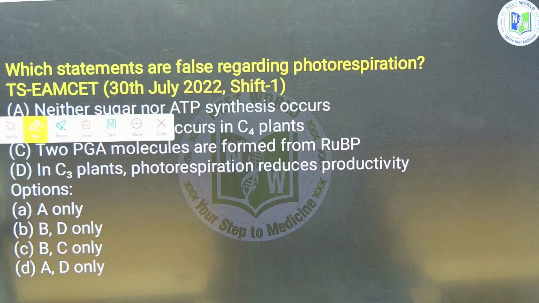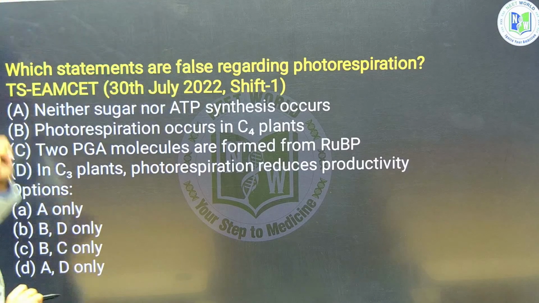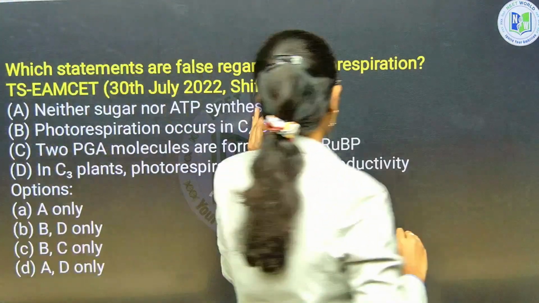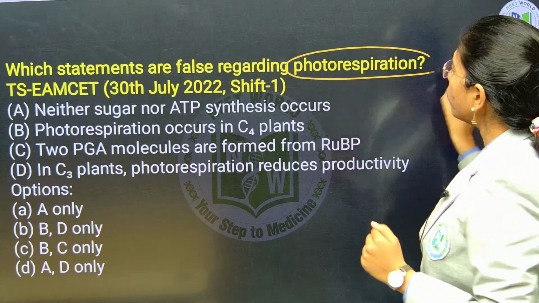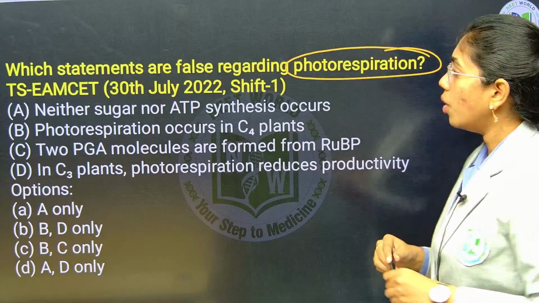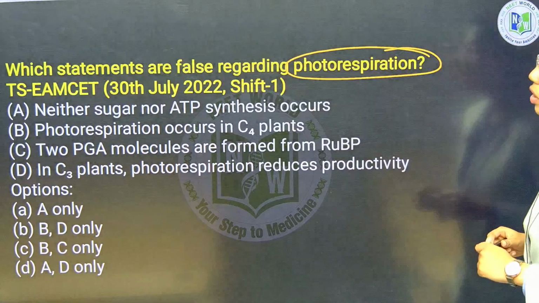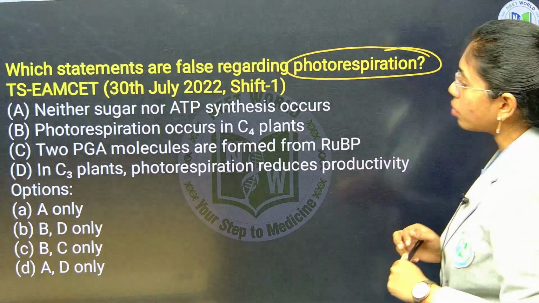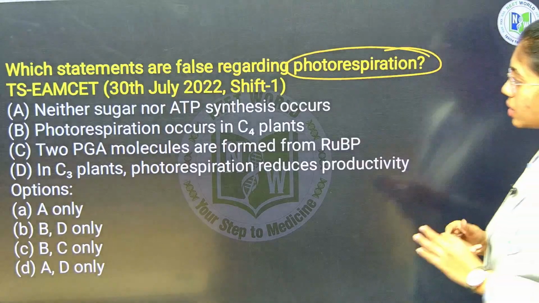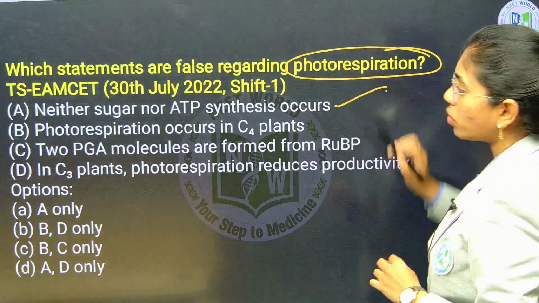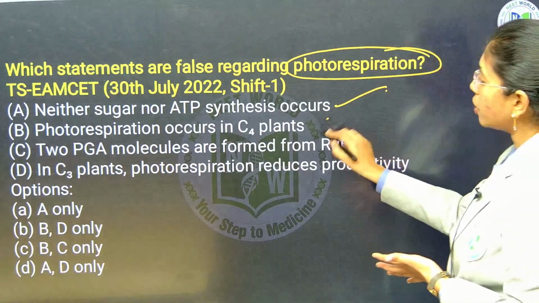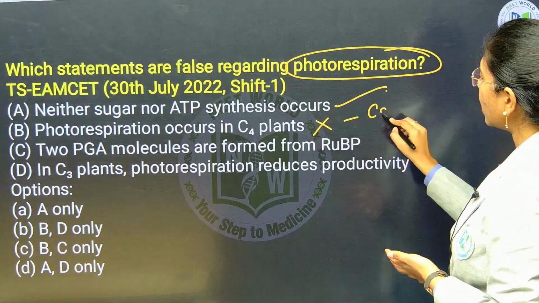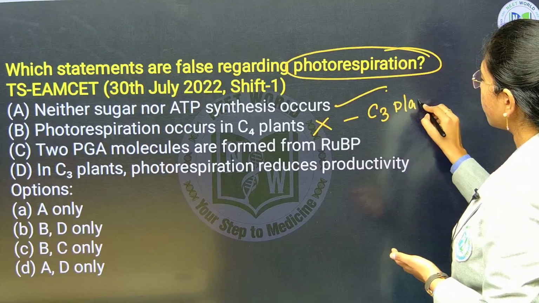Which statements are false regarding photorespiration? If you look into maximum PYQs from photosynthesis, a whole lot of questions are asked from photorespiration itself. Neither sugar nor ATP synthesis occurs. Yes, there is no amount of energy that is synthesized. Photorespiration occurs in C4 plants. Wrong. It occurs only in C3 plants.